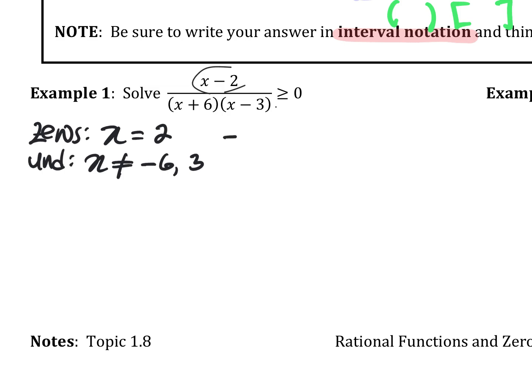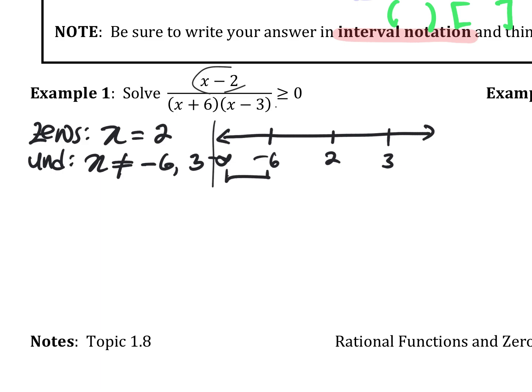Next, we're going to create our number line. We have our critical points: negative 6, then 2, and then 3. This first interval is from negative infinity to negative 6. We're going to pick one value in there, let's say f of negative 10, and substitute it into the rational function. Here, negative 10 minus 2 gives me a negative sign, and then negative 10 plus 6 is still a negative sign. Negative 10 minus 3 is still a negative sign.